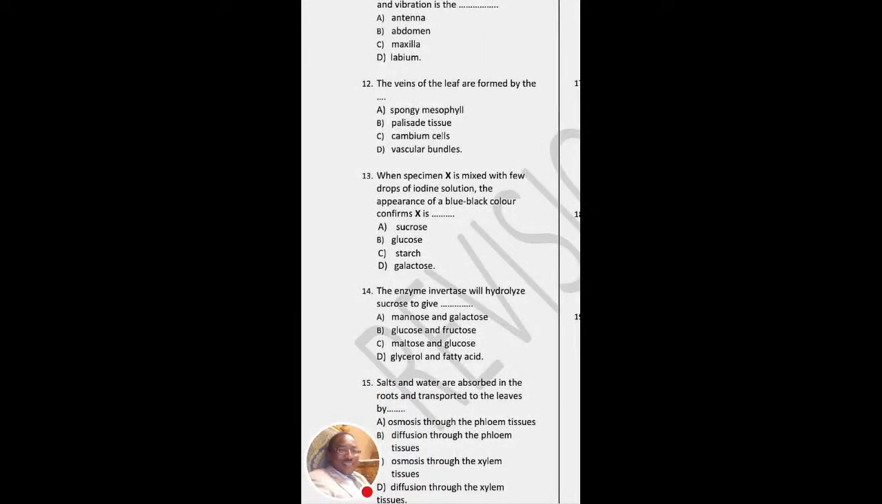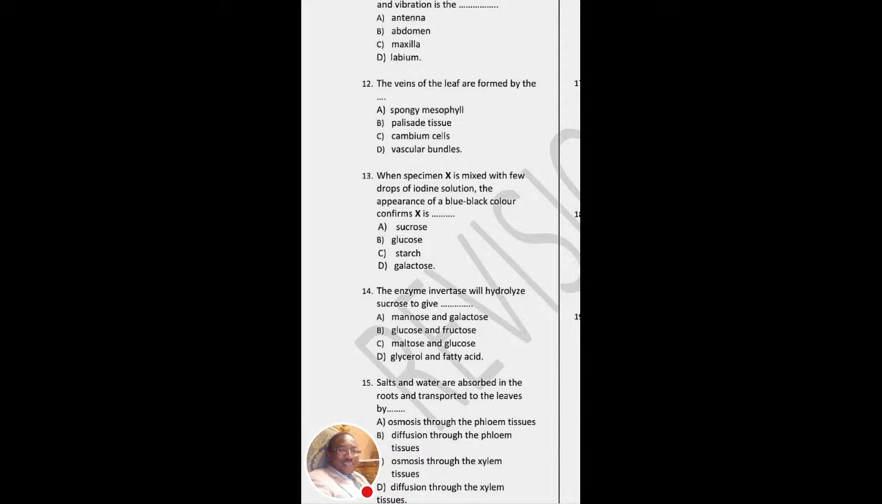Number 14. The enzyme invertase will hydrolyze sucrose to give what? Invertase gives glucose and fructose. Look at the options. It's not A. Definitely it is B. Glucose and fructose is the answer. It can't be maltose and glucose because maltose is a disaccharide. It can't be glycerol at all because that's connected with fat. So that's why the answer is number B.